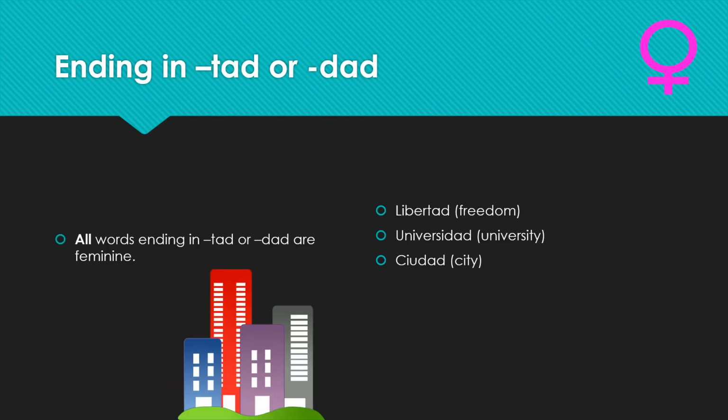Okay, all words ending in TAD or DAD are going to be feminine. So, libertad, universidad, ciudad are 3 examples you have here. So again, this is just something you're going to have to memorize so that you know that these words are feminine.